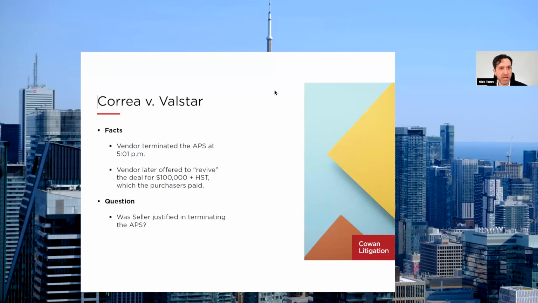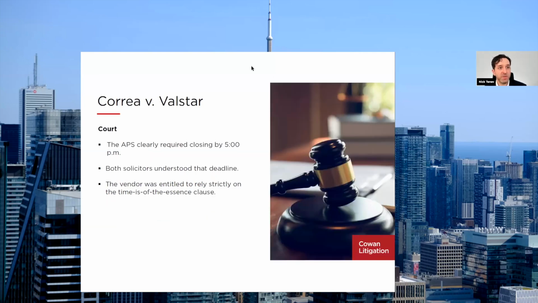What did the Court of Appeal say? The Court of Appeal said the seller, the builder, is correct. I know that's not the answer you want to hear as solicitors, because you can probably see yourself in those situations, and maybe those situations have happened many times on deals. But the seller is okay in this case. They're correct. The court said that the APS clearly required closing by 5, and both the buyer's lawyer and seller's lawyer understood this deadline.